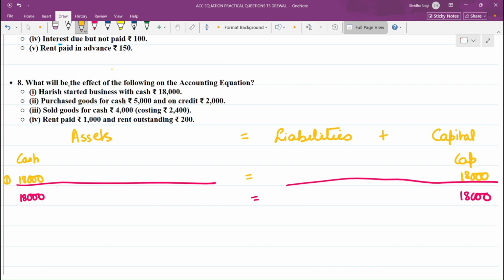Now the second transaction. The second transaction is purchase goods for cash rupees 5,000 and on credit rupees 2,000. So it is a credit transaction and also a cash transaction, and goods are coming in. So goods are coming in, so stock is plus. Goods means stock is increasing. How much? 5,000 and 2,000. How much is it? Stock will increase by 7,000.